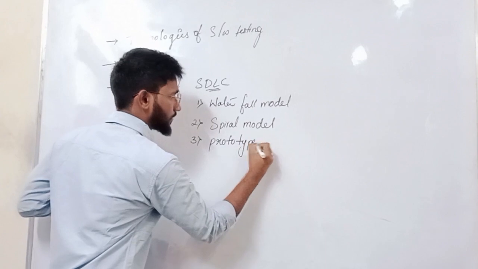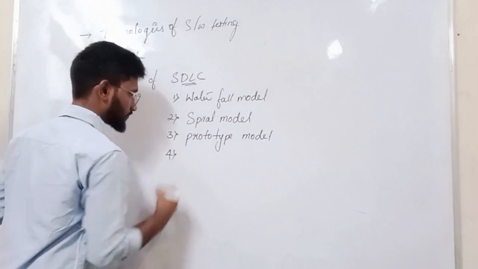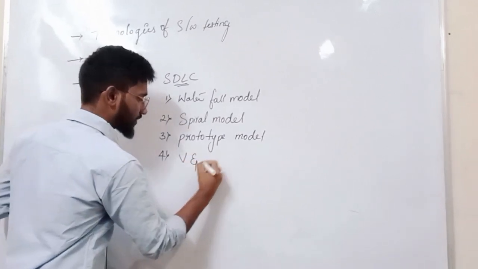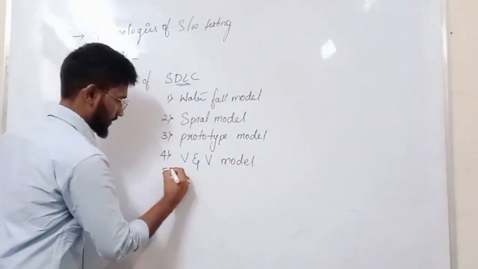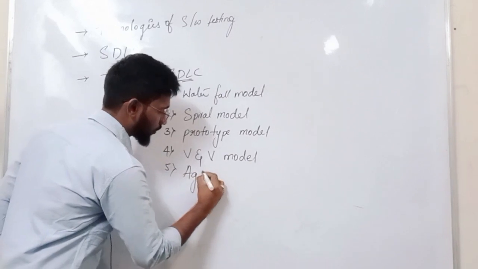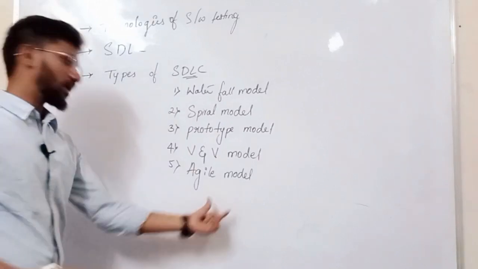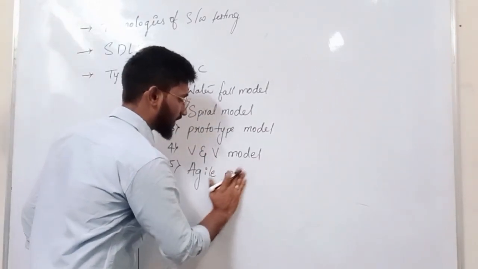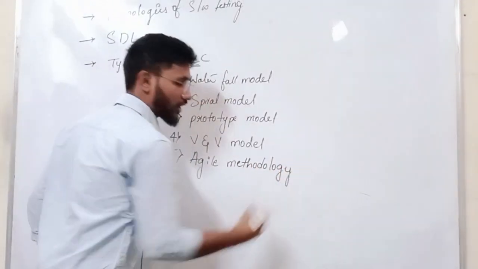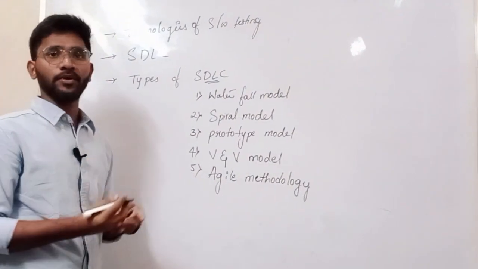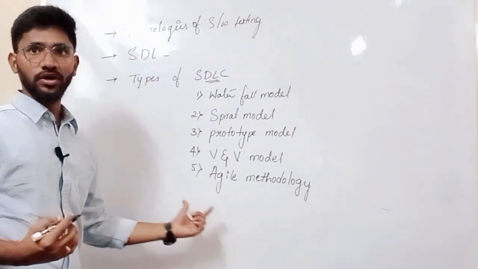And prototype. And next one we are going to be discussing is the prototype model. And next one we are going to be discussing is the V and V model. Next one we are going to be discussing is the Agile model. Mostly, we don't call Agile a model. Instead of the Agile model we call it Agile methodology. Why? Because in Agile we have n number of models: Scrum, Extreme Programming, Kanban process and Agile modeling. Those are also in the Agile methodology.